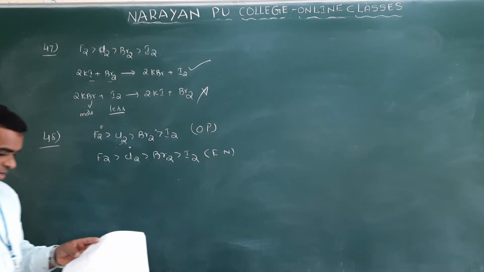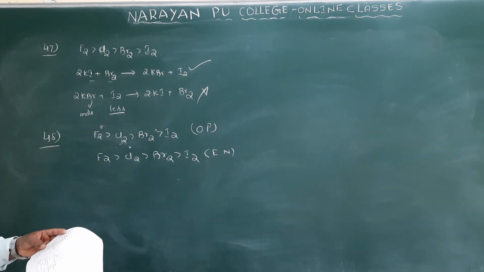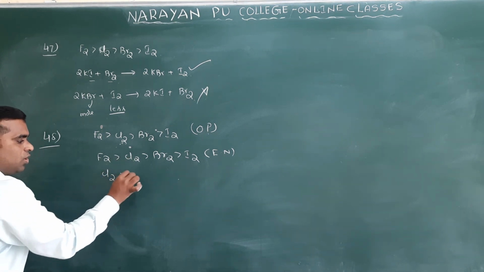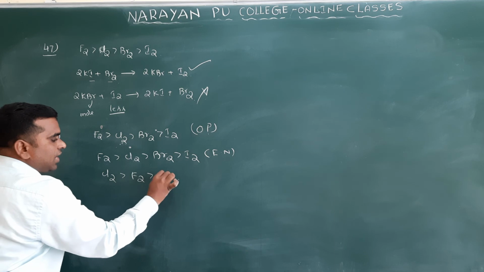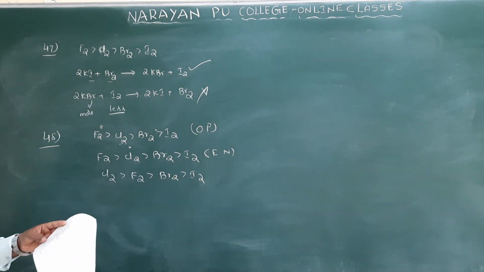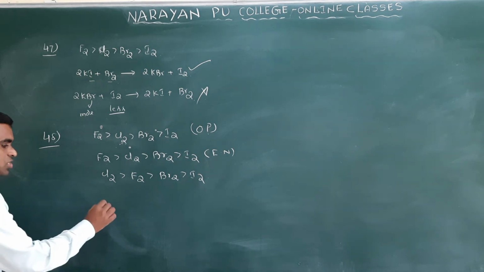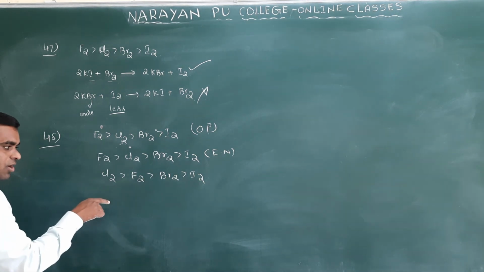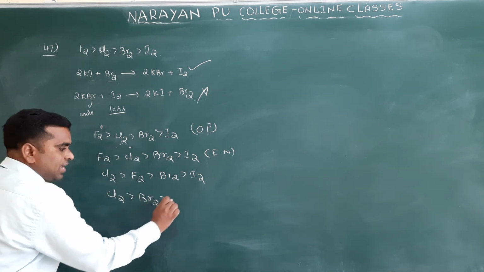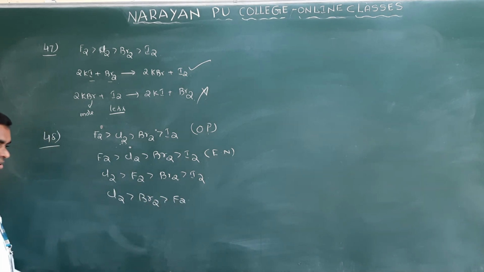They have given second, electron affinity. Electron affinity you already know: chlorine will have more electron affinity than fluorine, then bromine, and iodine. This is correct only. Next, bond dissociation energy. What is the order of bond dissociation energy? Chlorine is greater than bromine, which is greater than iodine. Clear?